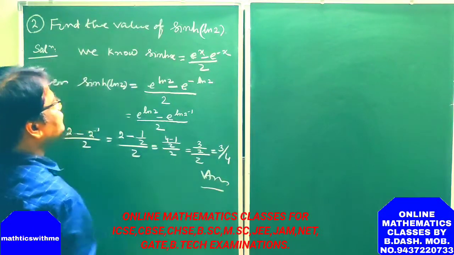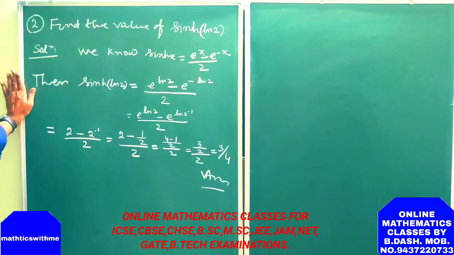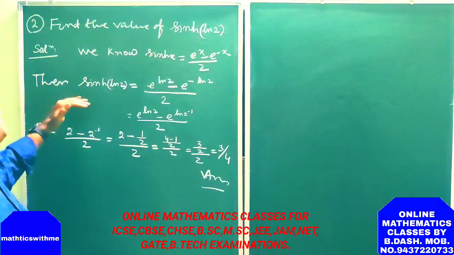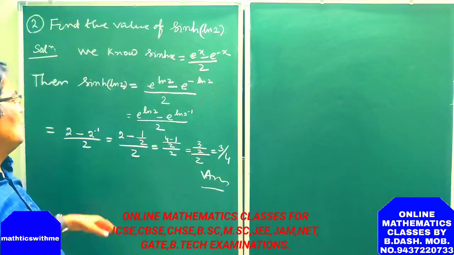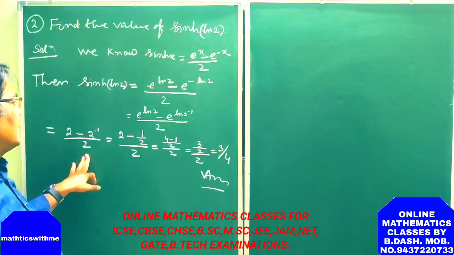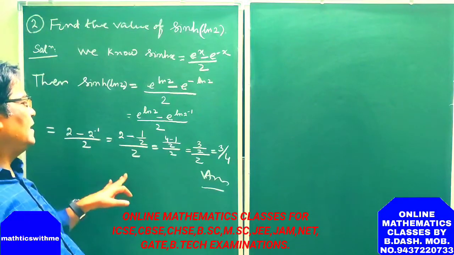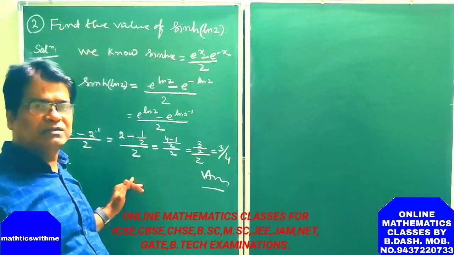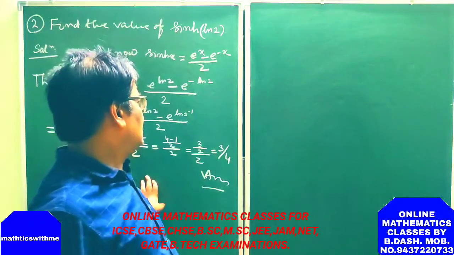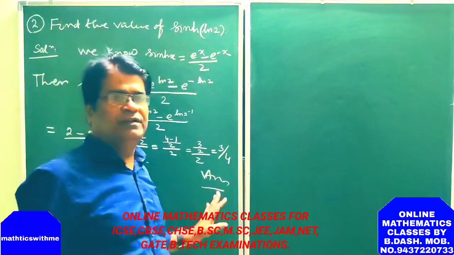So here sinh x is equal to (e to the power x minus e to the power minus x) by 2. Now we are replacing x by ln 2. And after simplification, we get the value 3 by 4. So our second question is now solved. Let us proceed to solve the next question.